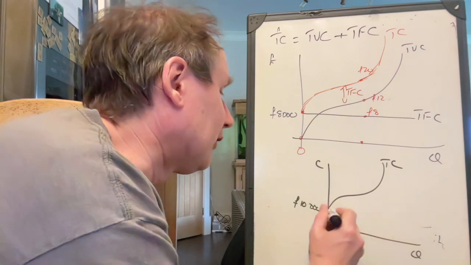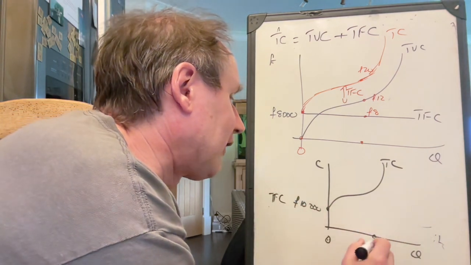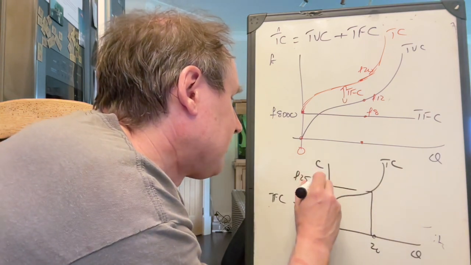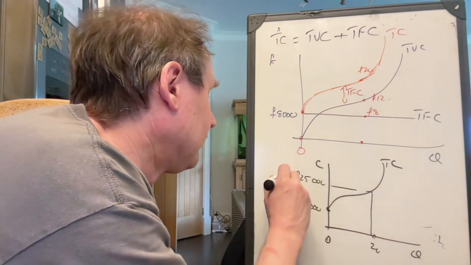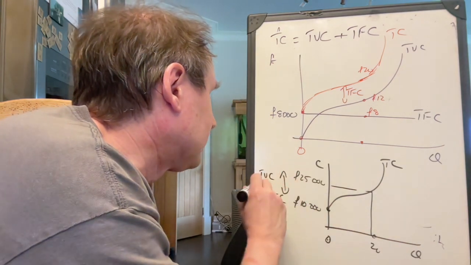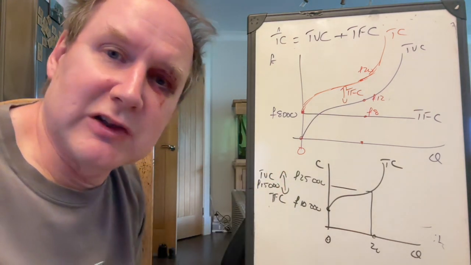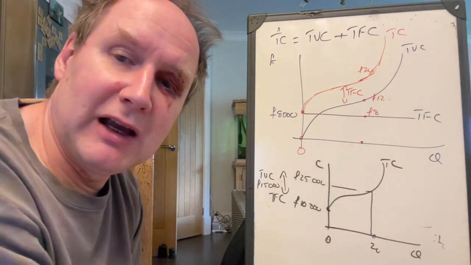But I can also infer, so that's my fixed costs. But I can also say, well, look, if I make 20 units and my total cost is £25,000, given that I know my fixed costs are 10,000, I also know that at that output, my total variable cost must be £15,000. So that's my overall total cost curve made up of total variable and total fixed.